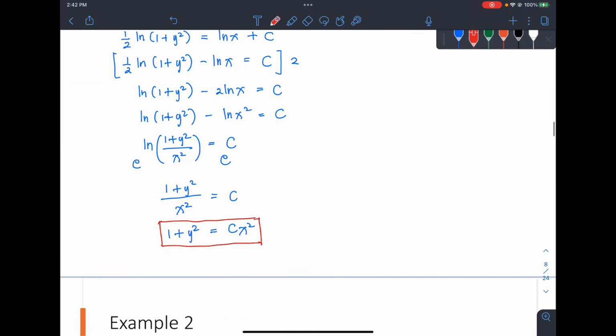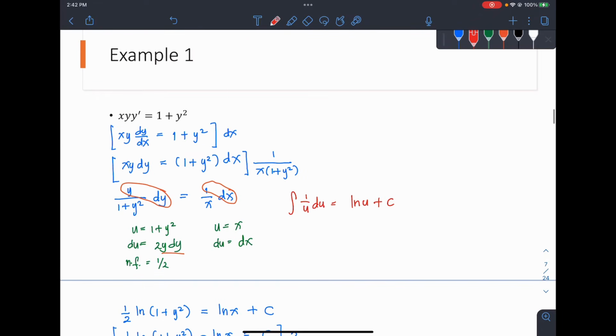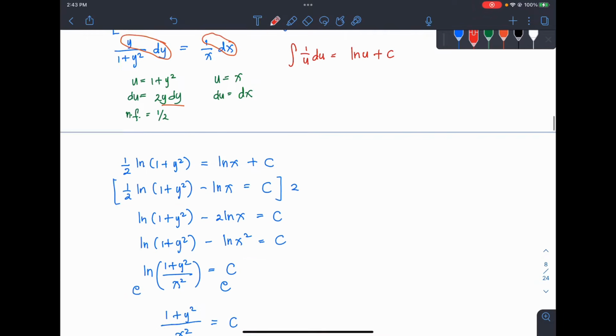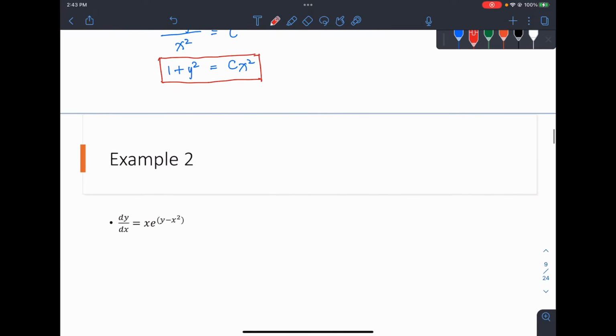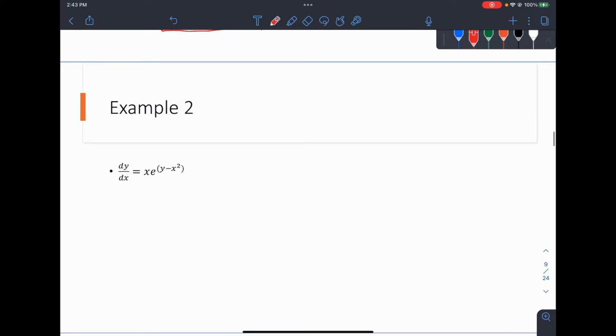So you may pause the video if you want to go back, but since this is a recording, I'll proceed with example number 2. The first one was an example which uses the formula for natural logarithm. The second one is similar to our example for separable equations.